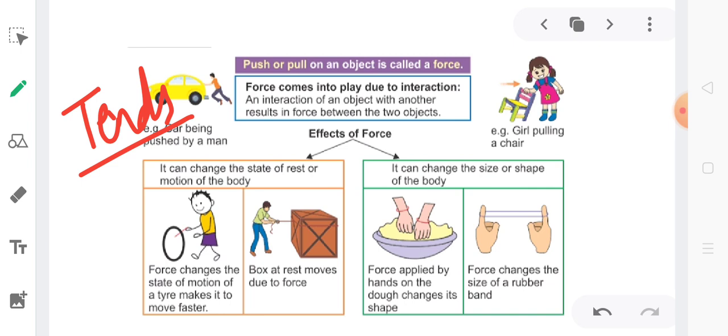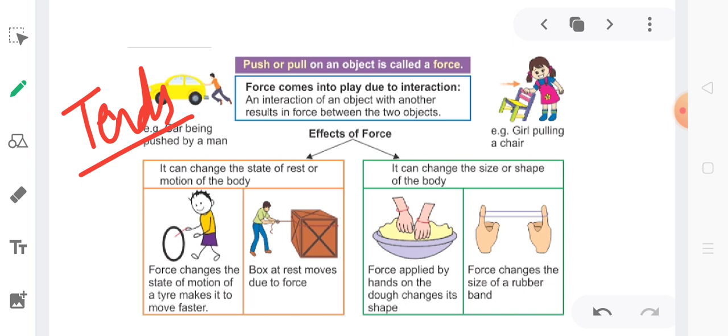So, applying brakes is also a force, and this force is actually trying to change the state of motion of the body. That is, it is bringing the object to rest, or rather I should say it is trying to bring the object into the state of rest. Another effect of force is it can change the size or shape of the body.